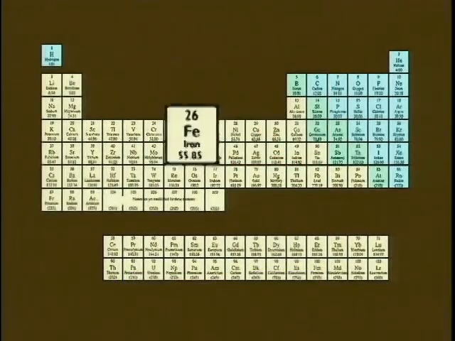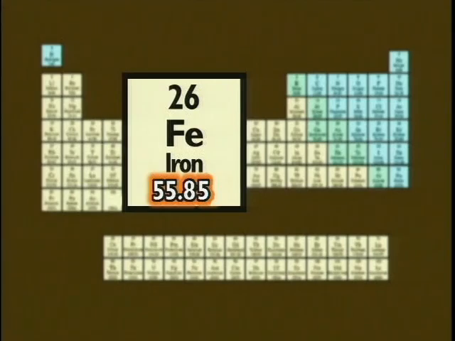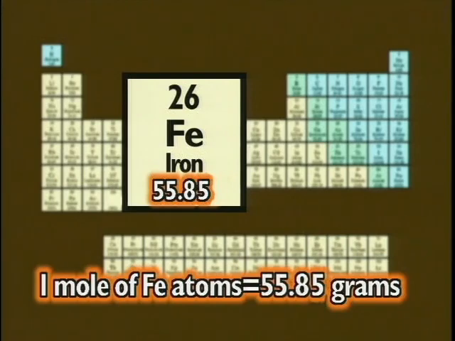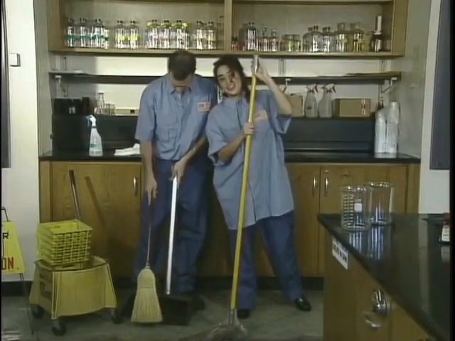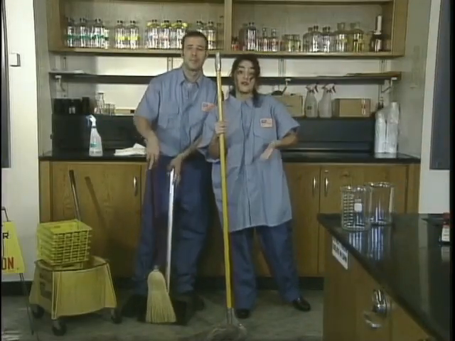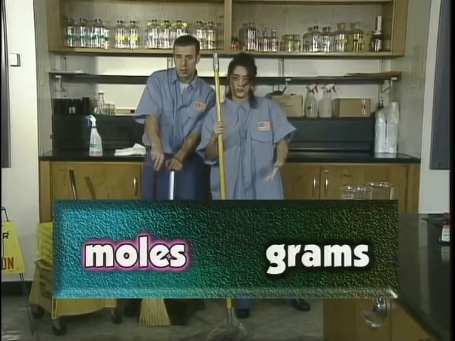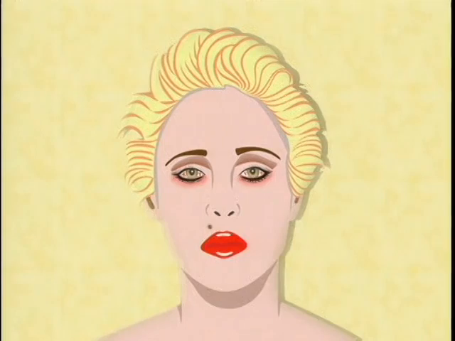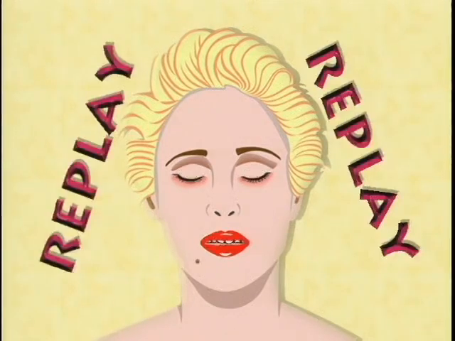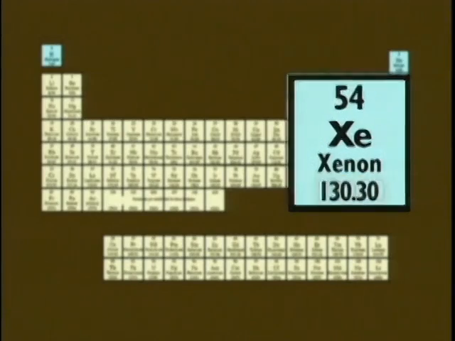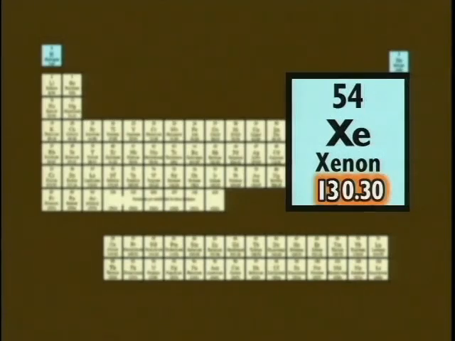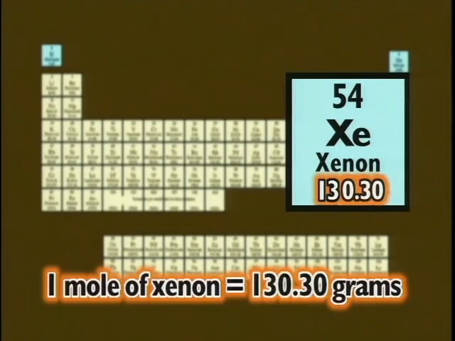You look up iron, Fe, and see its atomic mass is 55.847 AMUs, you know that 1 mole of iron atoms weighs 55.85 grams. It's that easy, which is a good thing, because you will have to use this conversion constantly as you convert back and forth between moles and grams. Replay! The gas xenon has an atomic mass of 130.30 AMUs, so a mole of xenon atoms weighs 130.30 grams.